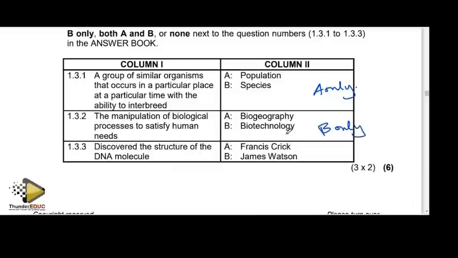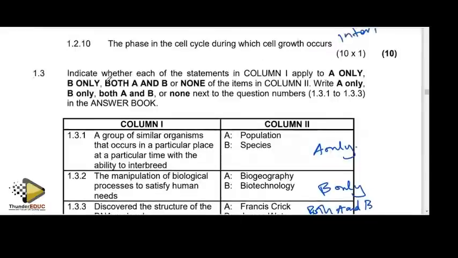Who discovered the structure of DNA molecule? James Watson and Francis Crick. Francis Crick, then it means that both A and B. Please always follow instructions, because the instructions say A only, B only, both A and B, or none.